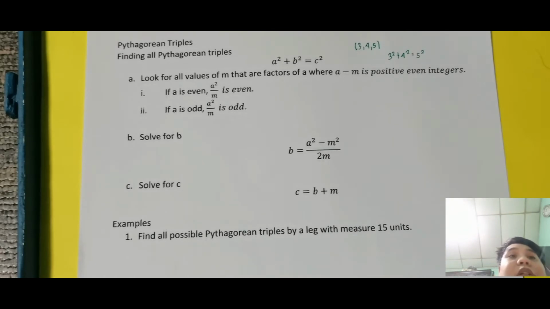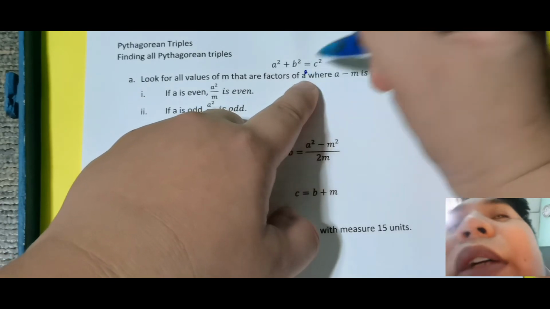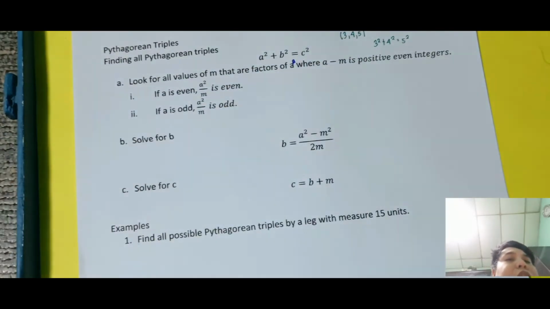So, hanapin mo yung mga values of M. Hindi masasara ni M. Mamaya makikita mo. So, look for all values of M that are factors of A. So, this is not A, this is A squared. Pakibago. That are factors of A squared, where A minus M is a positive even integer.